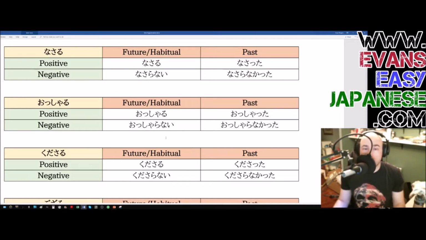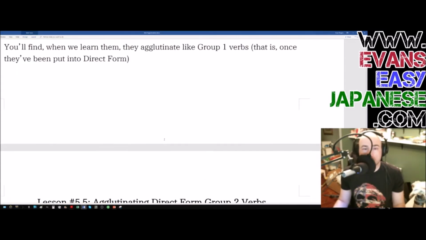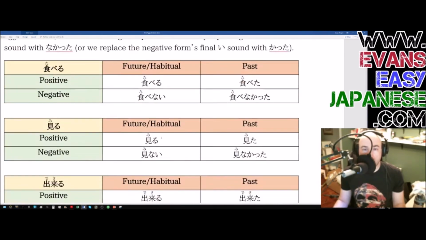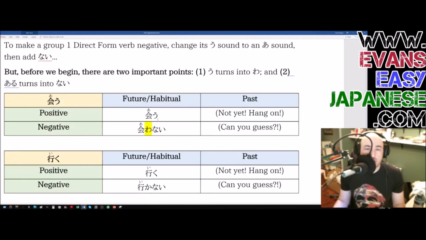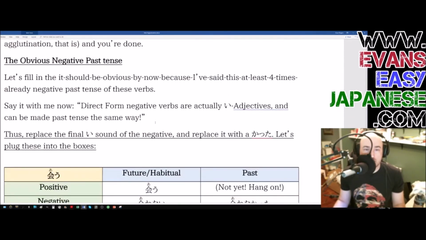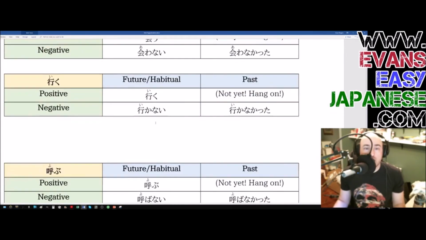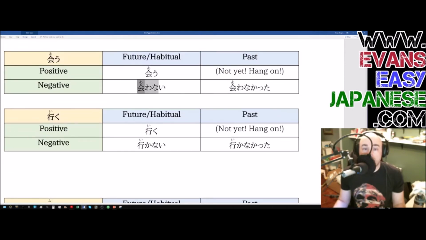Let's go on to group 1, aka the godan verbs. All right, here we go. Right here, we're just doing the negatives, which is in a different video. So let's move along. Just like I've been saying, anytime you have a negative, awanai turns into awanakatta.